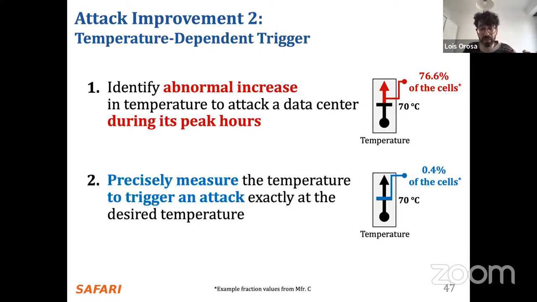If it is important to measure temperature precisely, the attacker can focus on a smaller set of vulnerable cells that experience bit flips only in a narrow temperature range. For example, 0.4% of vulnerable cells experience bit flips only at 70 degrees Celsius in manufacturer C, but not at 65, not at 75. So, using these cells, an attacker can precisely detect the temperature and trigger an attack accordingly.